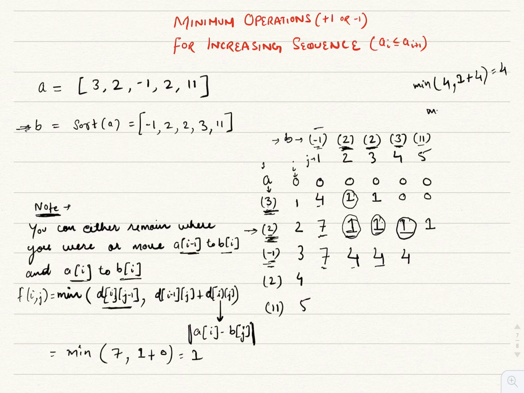For the next element, either we're going to remain where we were, or we're going to move 2 to 11. The previous minimum was 1, so that previous minimum 1 plus minus 1 to 11, which is going to be 12. So the minimum is 4.